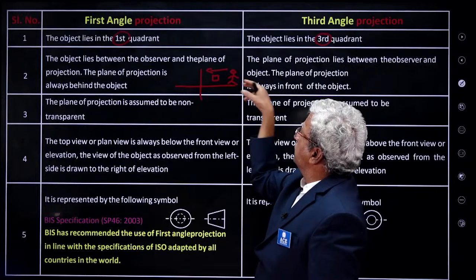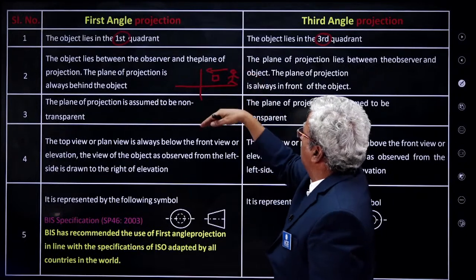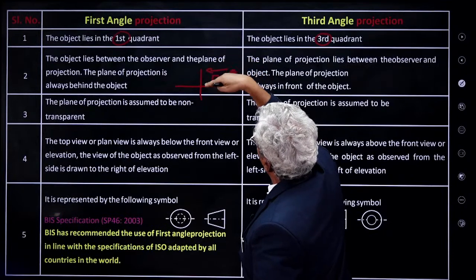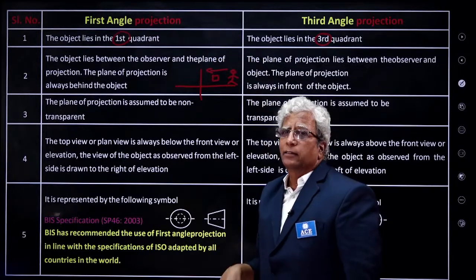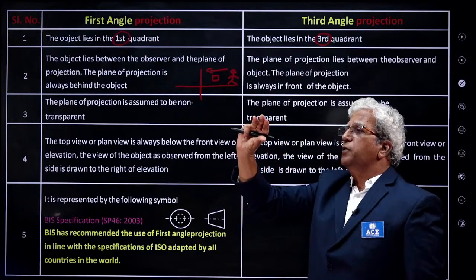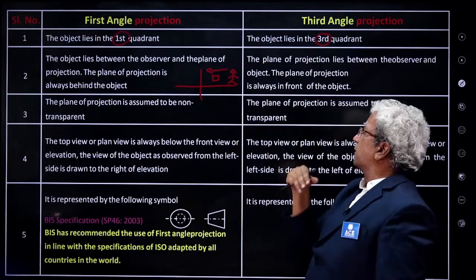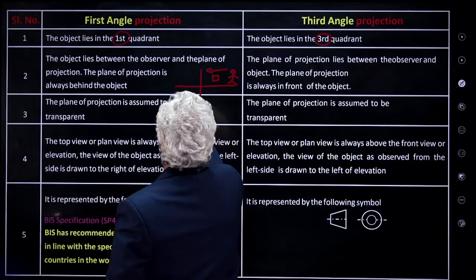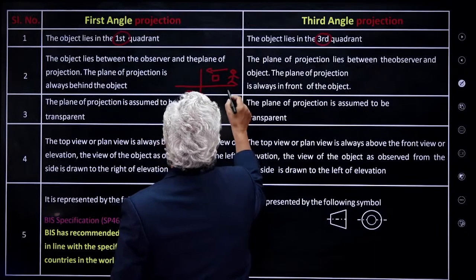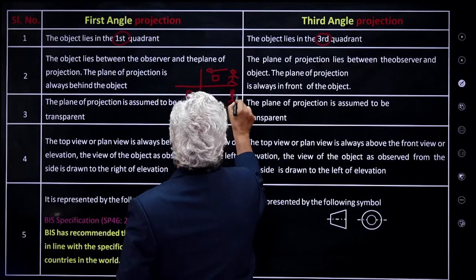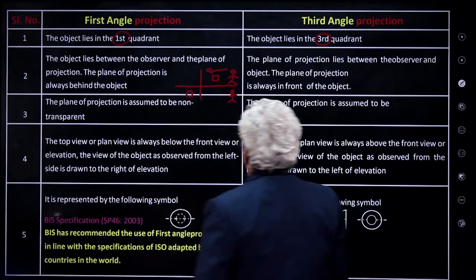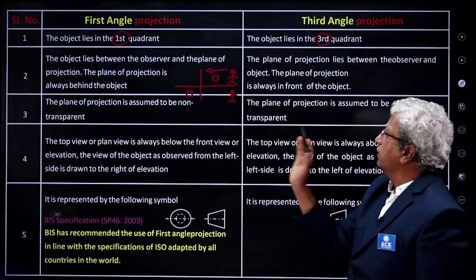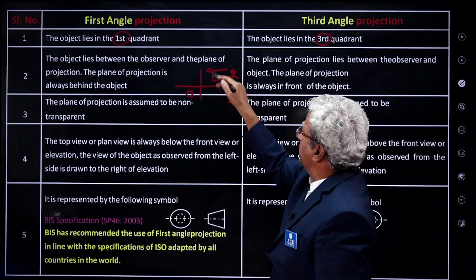If you want the front view, you take it like this. If you want the top view, again you have to observe from here. There also, observer here, object here, picture plane there. So there also the object is in between the observer and the picture plane. Whereas in the third quadrant, if you place the object here, again the observer will be here only. You take the projection towards you. Therefore, here you need a transparent plane.